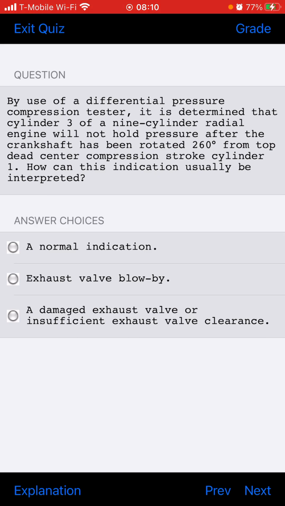What may be the result of incorrect installation of piston rings? Excessive oil consumption.